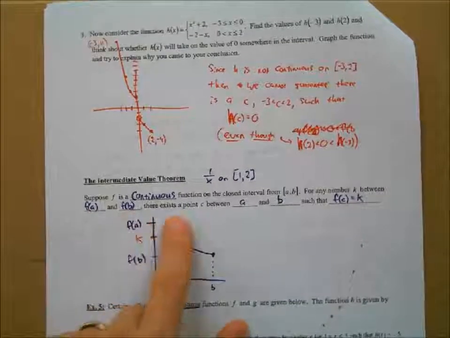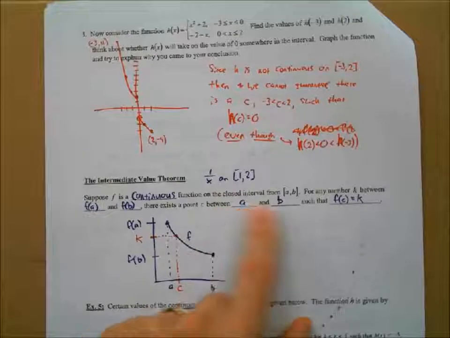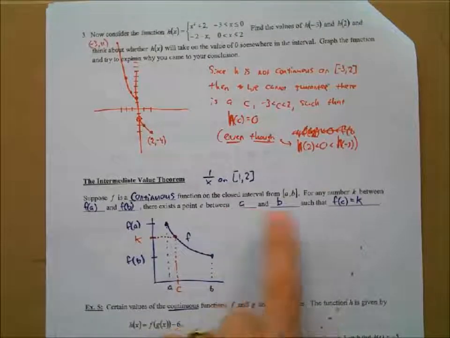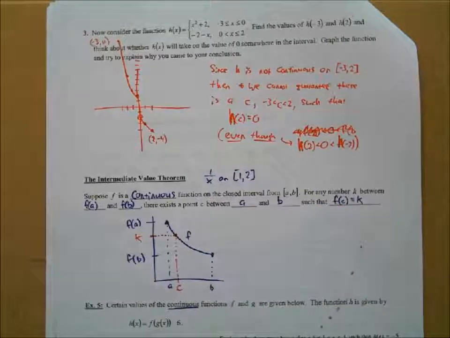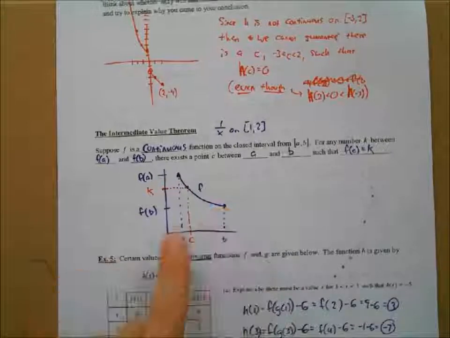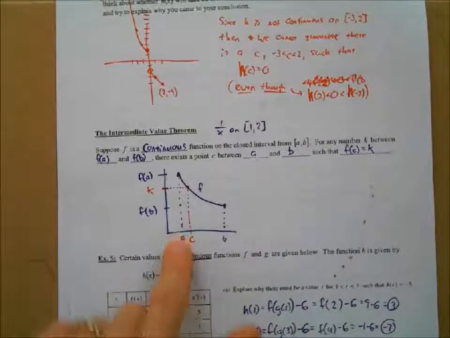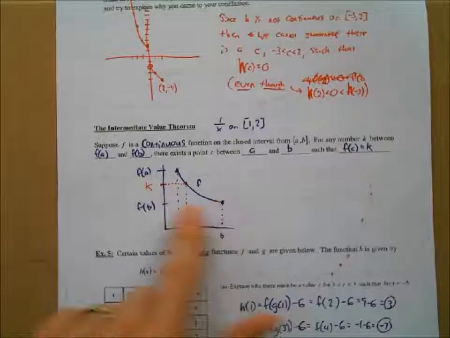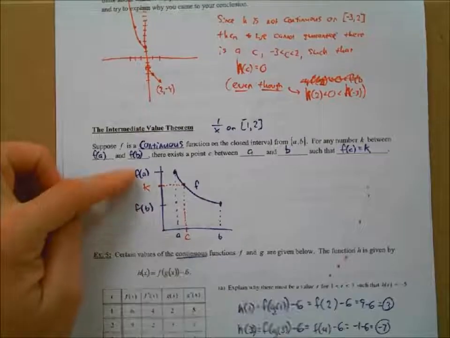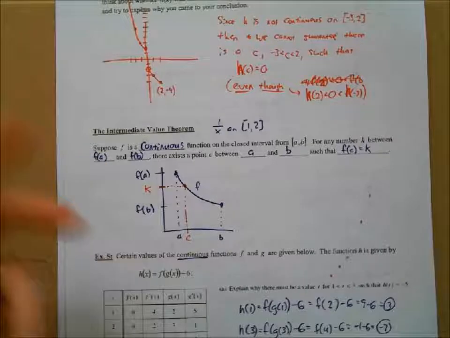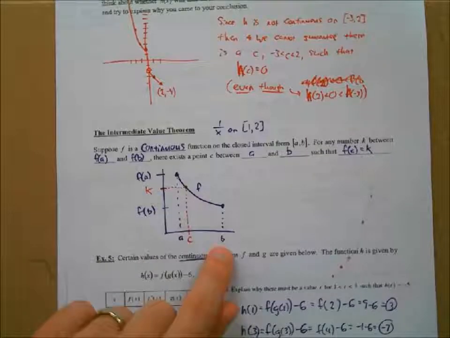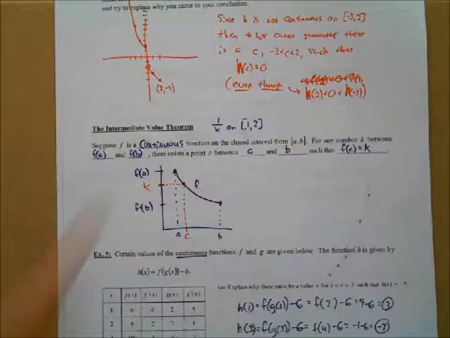There exists a point c between a and b, the x values now, so an x value between these two left and right endpoints such that f of c equals k. Okay? In a picture, here it is. Here's a nice continuous function with a and b, a going to f of a, b going to f of b, and you can see that if we pick some k value between f of a and f of b, an intermediate value, then there is guaranteed to be some value c between a and b that when you take f of that c gives you k.